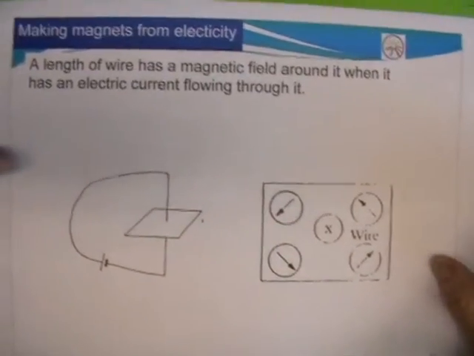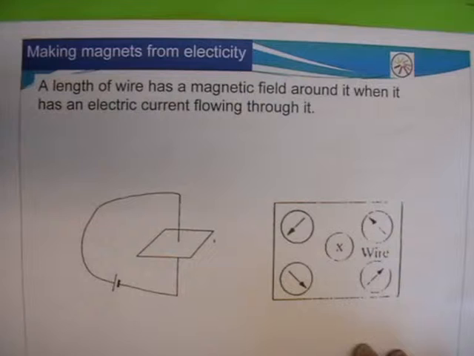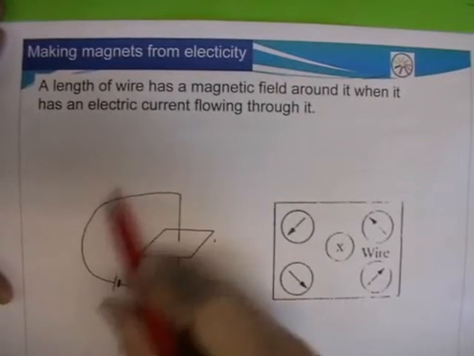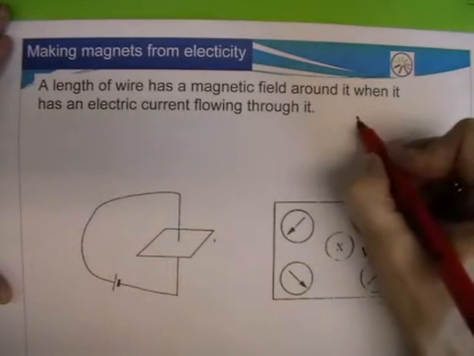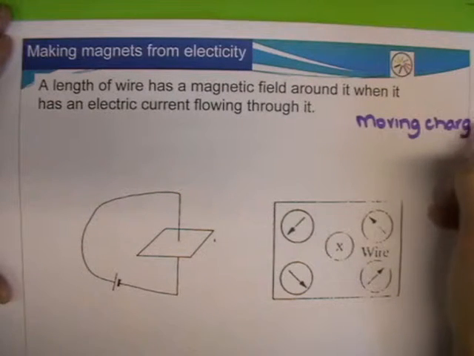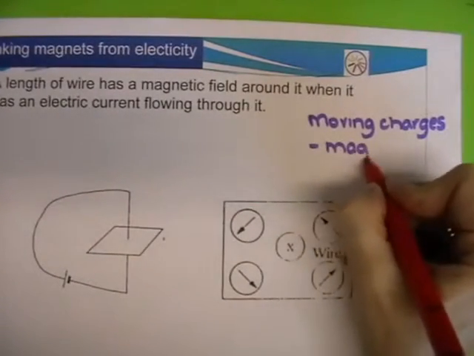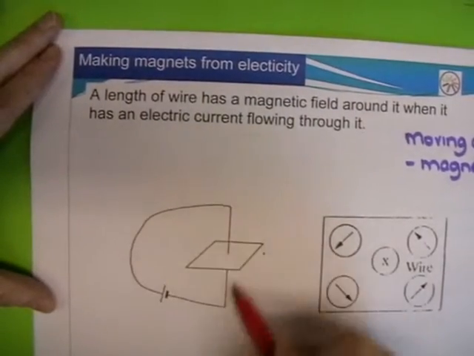Now, making magnets from electricity. This is why our topic's called electromagnetism. If you have a wire and you put it into a power supply, you've made a little circuit. That wire will cause electrons to move. And when you have moving charges, you get magnetism. So that wire will have a magnetic field the whole way around it.